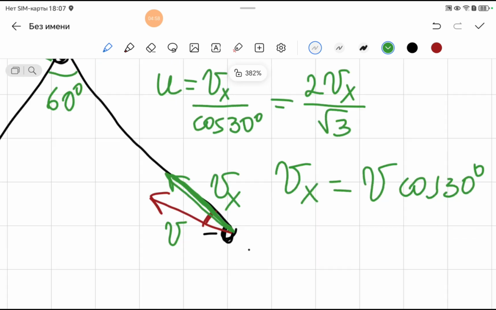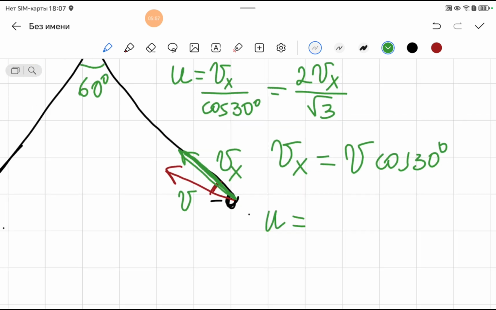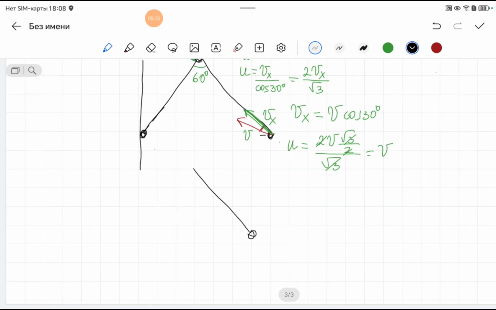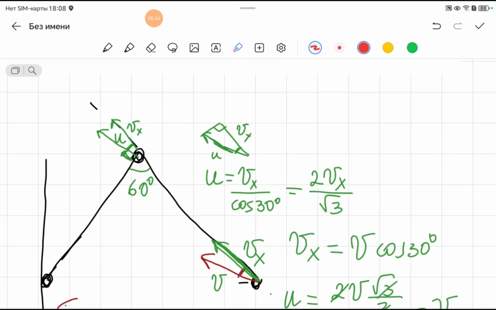And we can see that the velocity of point B is equal to the velocity of point C. And these velocities are parallel since they form the same angles with the rod.